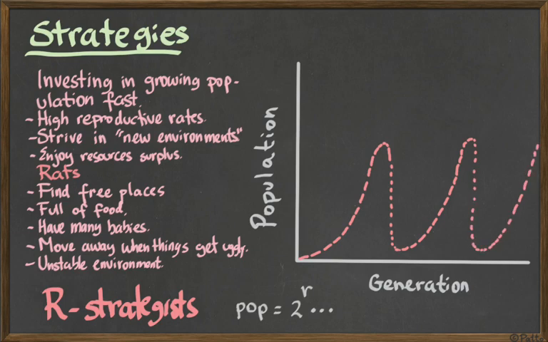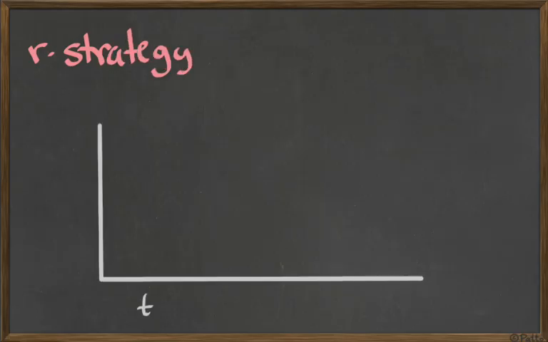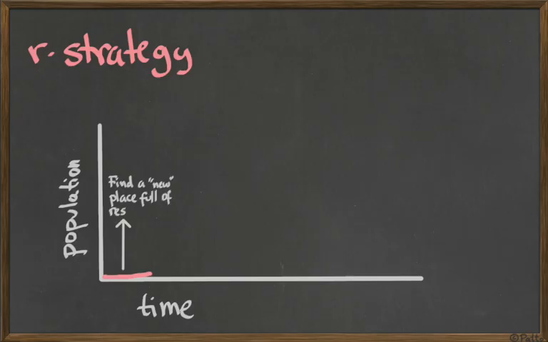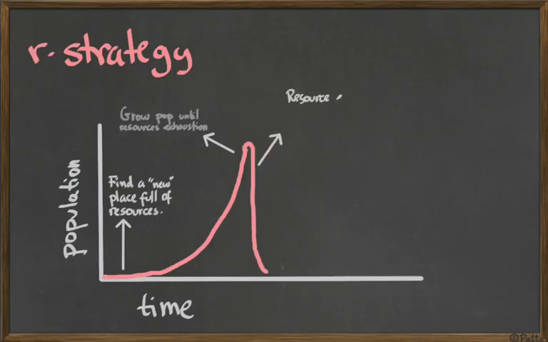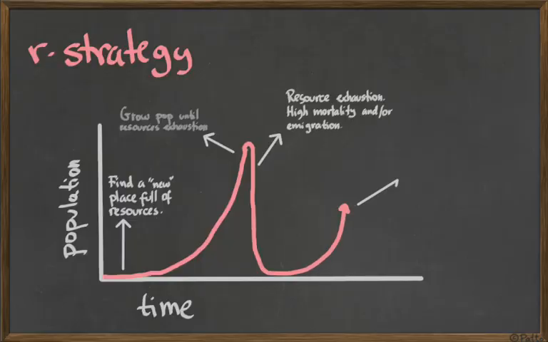Okay? r strategies are typical of animals that invest in this. A good example among mammals of r strategists are rats. So r strategy, what's the idea? If you plot their population over time, you find a new place full of resources, you grow your population, and then you grow until you exhaust the resources, and then the population crashes. Resource exhaustion, you have a high mortality and or emigration, and then you find a new place, lots of resources. And then the population grows back again, and then they spread over again. This is the typical strategy of an r strategist. This is what we think about rats.